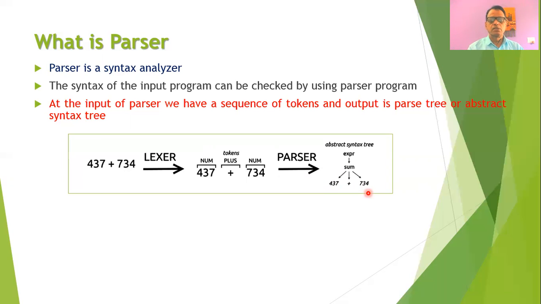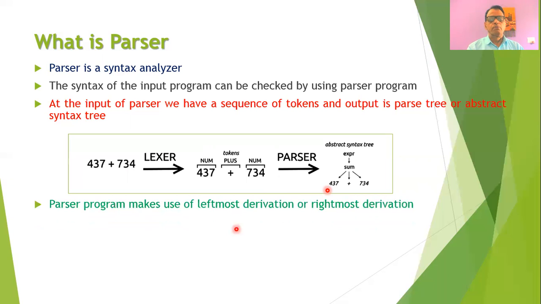So if the parser is able to impart a structure to the input string, then we can say it is a successful completion of the parsing. But if the parser is not in a position to impart this syntax tree structure to the input string, then we can say that it is a syntax error.